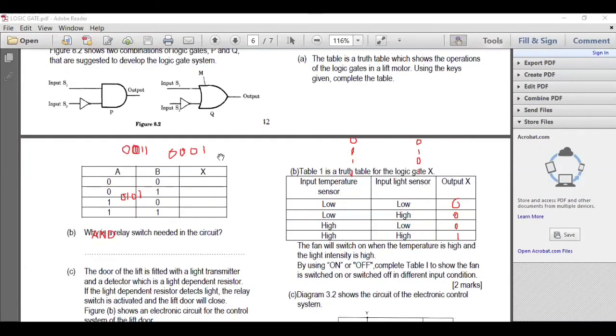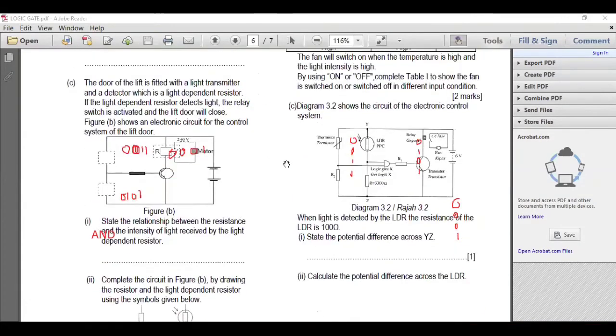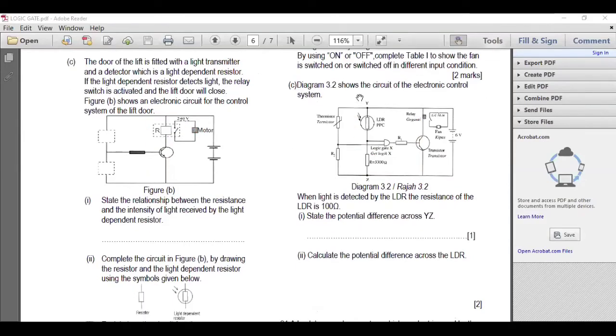Okay, so this past year question also combines with the transistor. Diagram 3.2 shows the circuit of the electronic control system. When light is detected by the LDR, the resistance of the LDR is 100 ohm. State the potential difference across Y to Z. Now the whole thing is 6 volt, so from Y to Z will also be 6 volt.